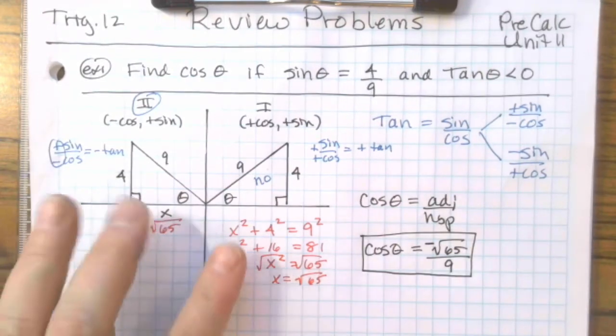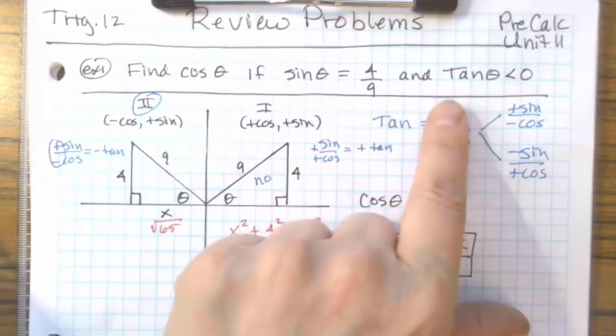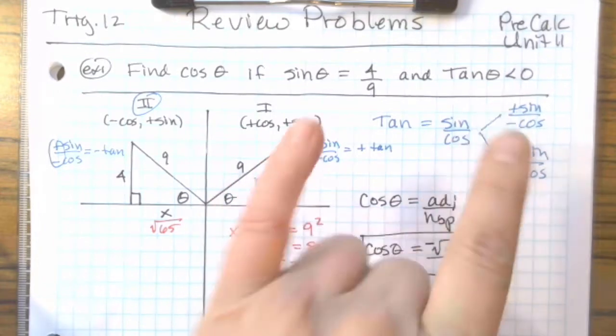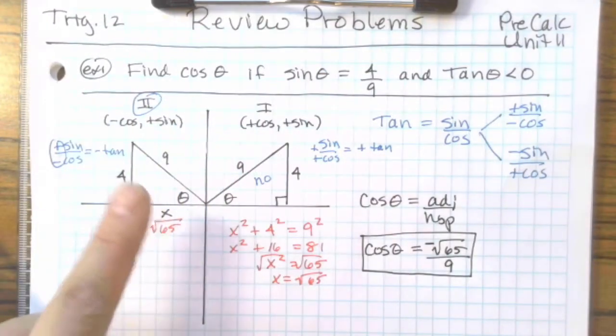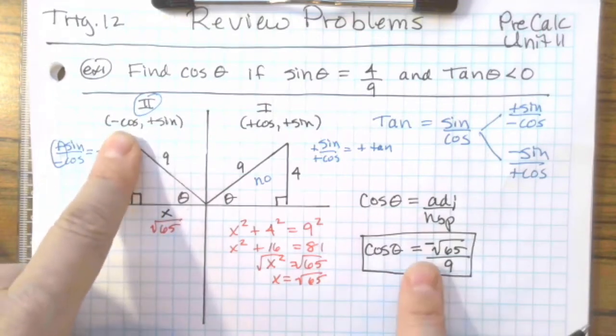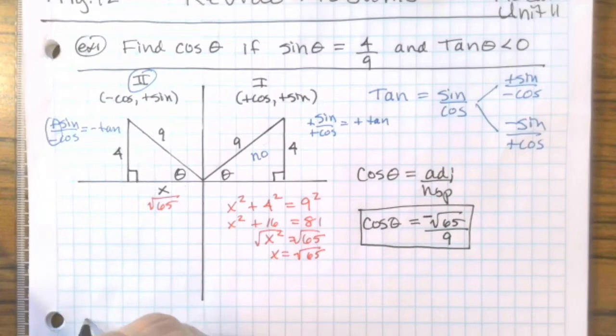So again, we found the two places where sine could make a positive ratio. Then we figured out where tangent was negative. Because the two things have to be true, we had to be in quadrant 2. And that's what tells us that cosine on our answer is negative. All right, so that's our first review example.